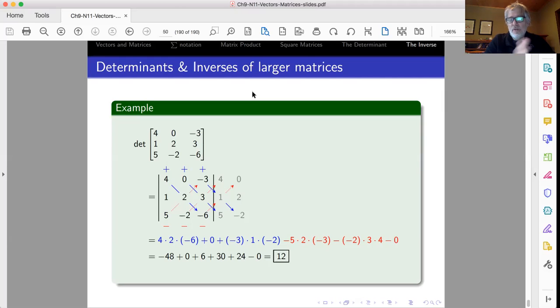Now, to compute its inverse is something completely out of the scope of our course, so we're not going to go there. Okay. So that's it for chapter 9. This is the end of it.